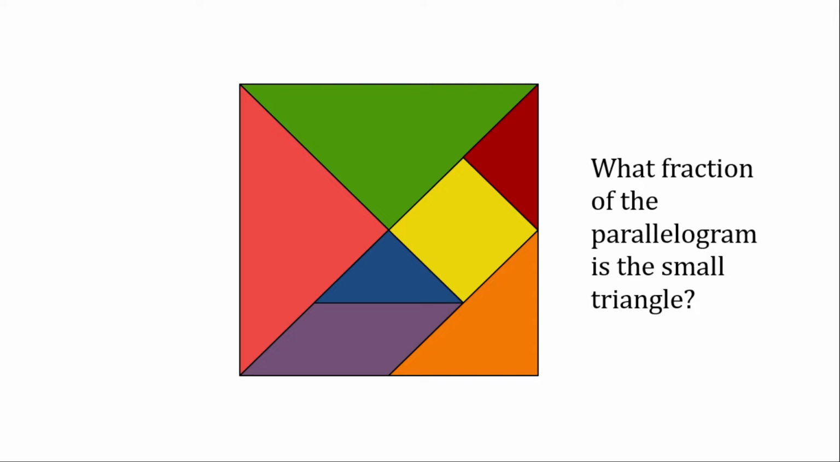What about the parallelogram? And if you can't remember what a parallelogram is, I'll give you a hint. It's the purple one. So what fraction of the parallelogram is the small triangle? Well, let's just move it down. Looks like the parallelogram can also be made of 2 small triangles. So even though it's not the same shape as the medium triangle, it uses the same number of small triangles. So 2 equal pieces. One of them would be the triangle. So the small triangle is 1/2 of the parallelogram.